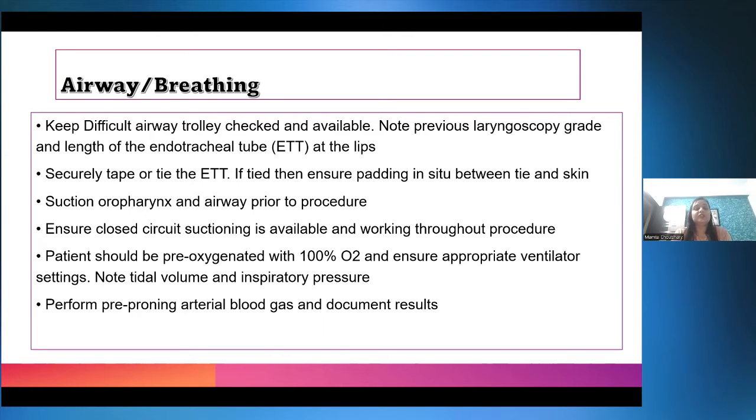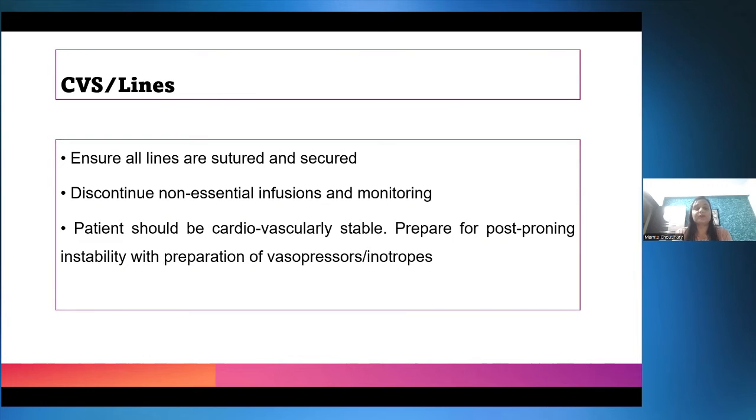Throughout the procedure, patient should be pre-oxygenated with 100% oxygen and ensure appropriate ventilator settings. Note tidal volumes and inspiratory pressure before procedure to be compared with the post-procedure values. Perform pre-proning arterial blood gas and document the results also.